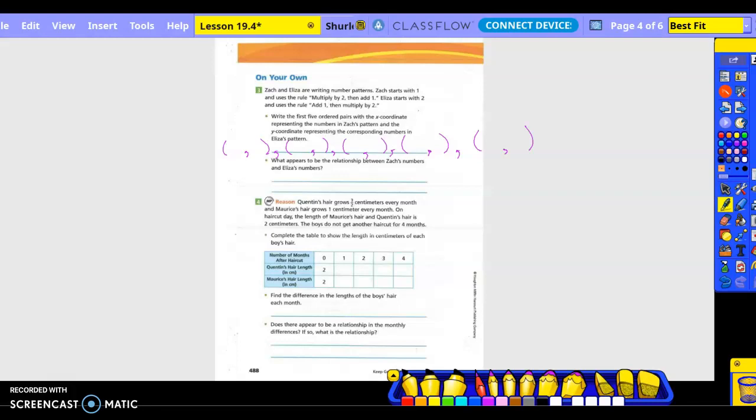Okay, so Zach starts with what? Because Zach goes in the y-coordinate or x-coordinate, right? Okay, so Zach starts with 1, and then he uses the rule multiply by 2 and add 1. So 1 times 2 is what? 2 plus 1 is 3. 3 times 2 plus 1 is 7, times 2 plus 1 is 15, times 2 plus 1 is 31. Okay. Are we good with that?